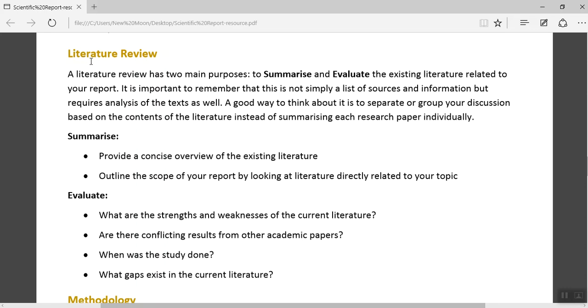Let's read this definition. It's very brief. A literature review has two main purposes. The purpose of the literature review is background study, the study about the people who have already designed or researched the given topic or related topics. A literature review has two main purposes: to summarize and evaluate the existing literature related to your report.